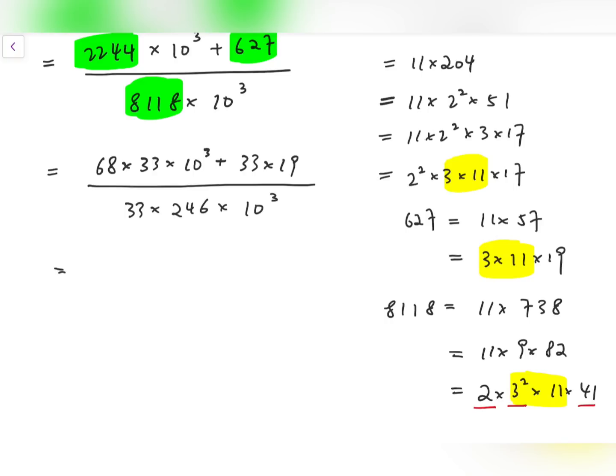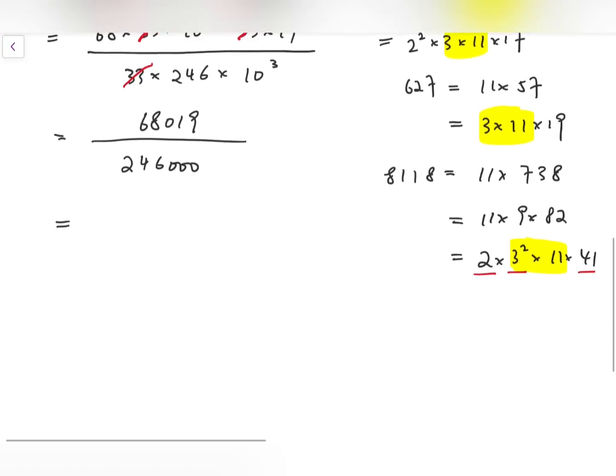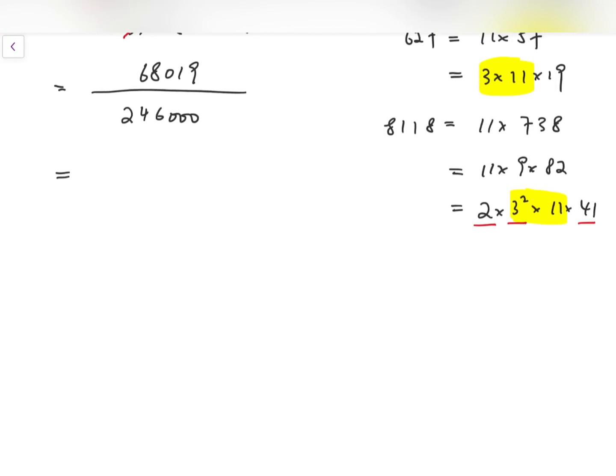Then you can see that I can just remove 33. What remains will be 68,019 over 246,000. But we still haven't reached the end yet, because both the numerator and the denominator are multiples of 3, and so we can check whether there are any other common factors.